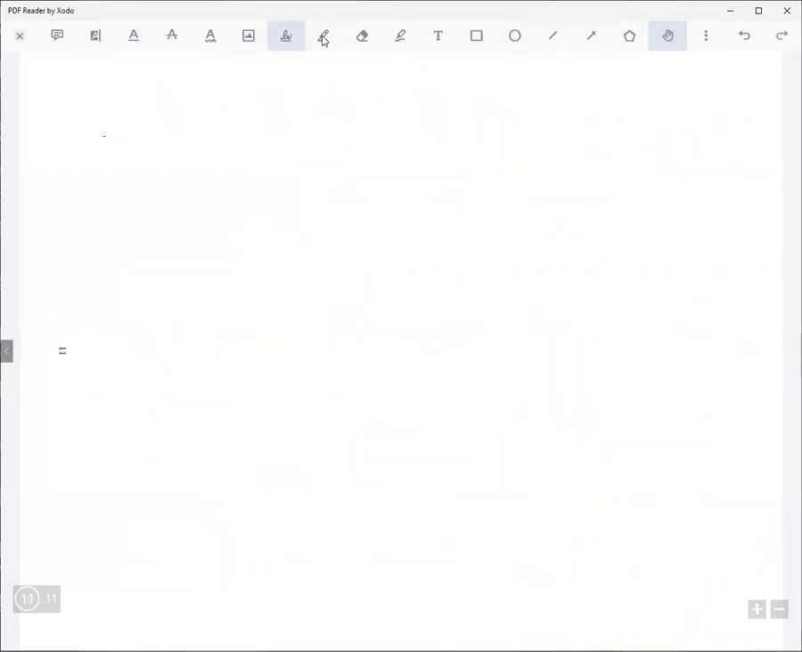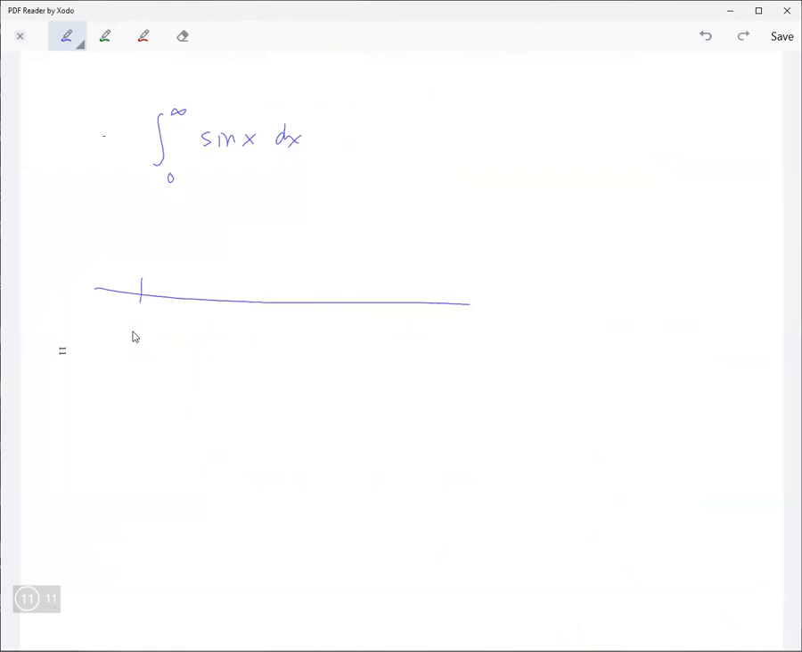And then there's another case where, let's say you integrate from 0 to infinity of just sine x dx. Because sine x goes like this, this one diverges. But not to infinity or negative infinity.